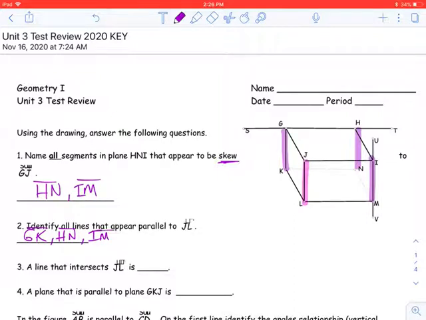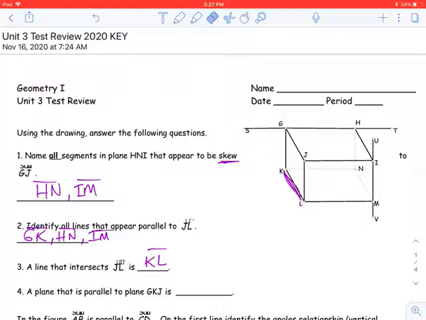Okay. So number 3, a line that intersects JL. You can really pick just about anything. So find JL and just pick something that intersects it. The one I'm going to pick is this one right here, KL.